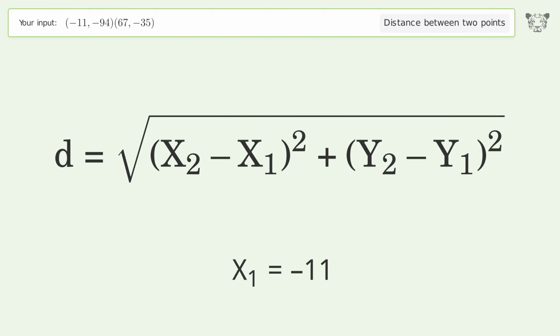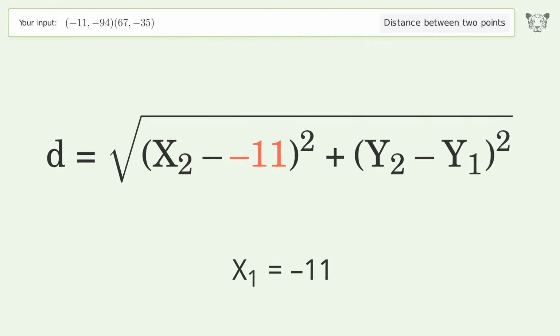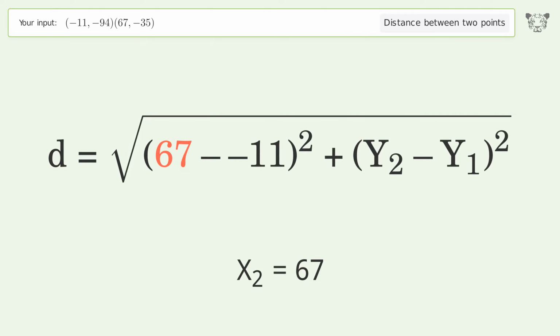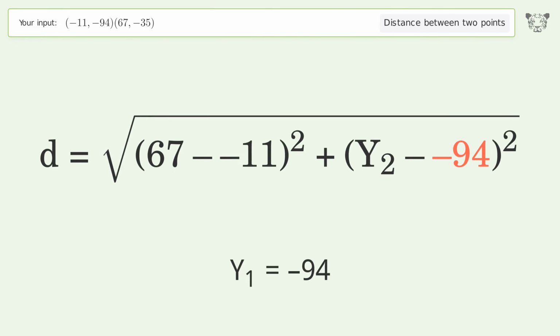x1 equals -11. x2 equals 67. y1 equals -94. y2 equals -35.